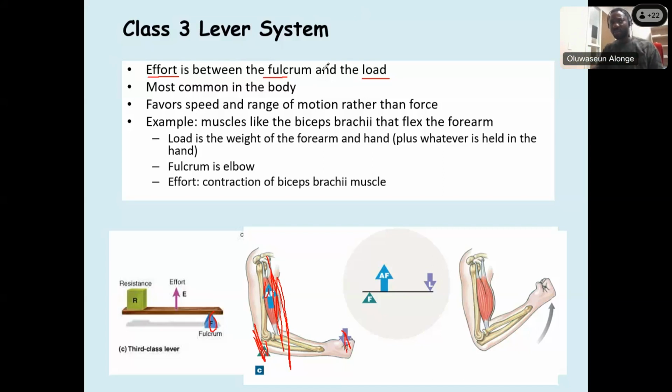So the effort is between the fulcrum and the load, most common in the body. It favors speed and range of motion rather than force. Example, muscles like biceps brachii that flex the forearm. Load is the weight of the forearm and the hand, plus whatever is held in the hand, like what I just did now. The fulcrum is the elbow. Effort is contraction of your bicep.